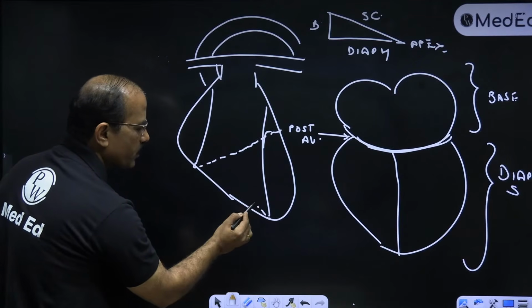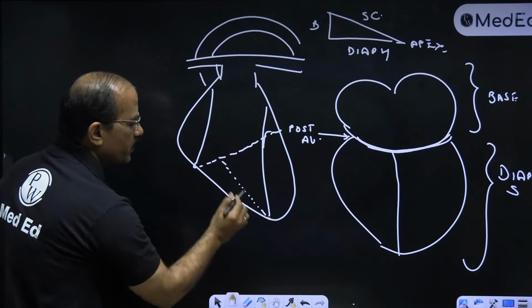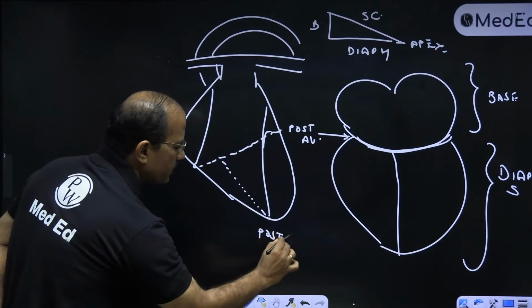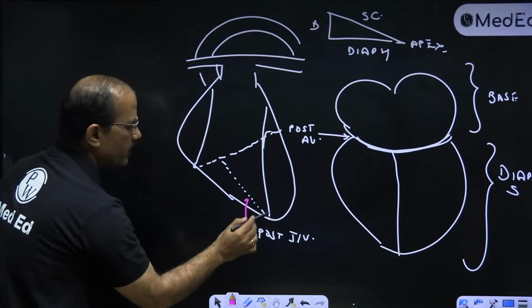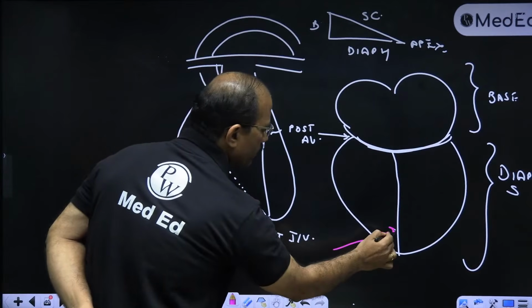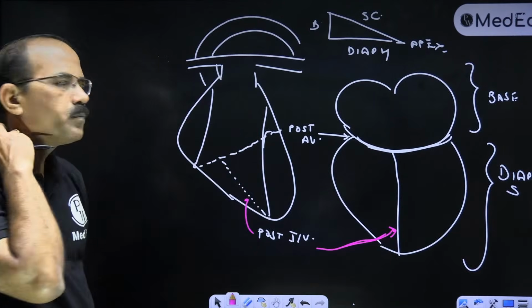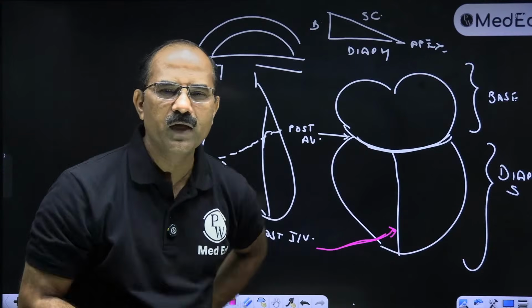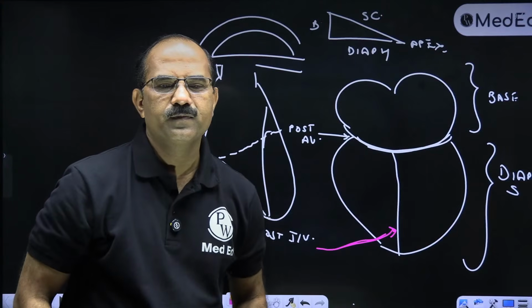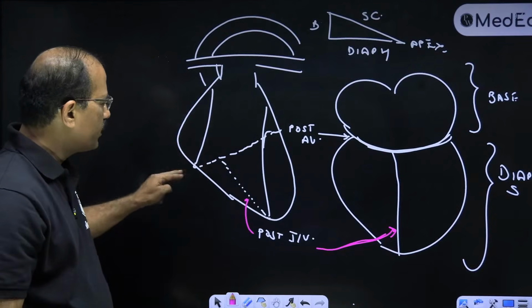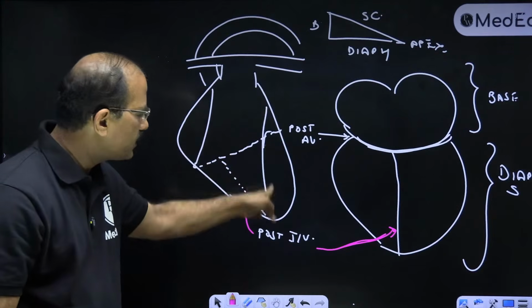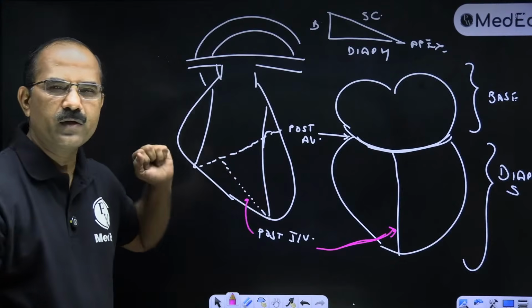अब मैं नीचे जा रहा हूं, नीचे. What is this groove? This is the posterior interventricular groove. ये होगा posterior interventricular groove. समझ में आ रहा है? Are you able to follow this? So this is the anterior atrioventricular, that's a posterior atrioventricular, that's an anterior interventricular, posterior interventricular groove.